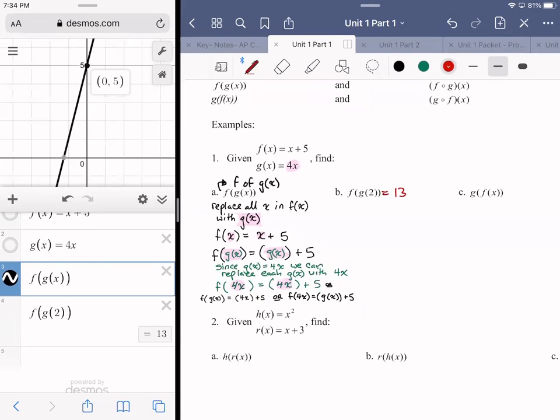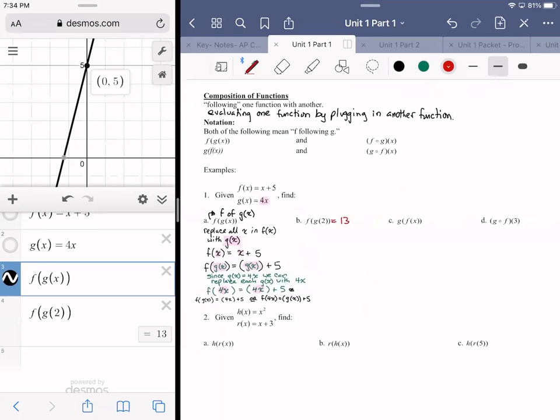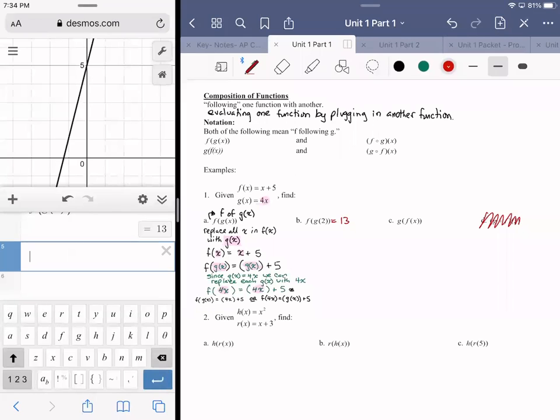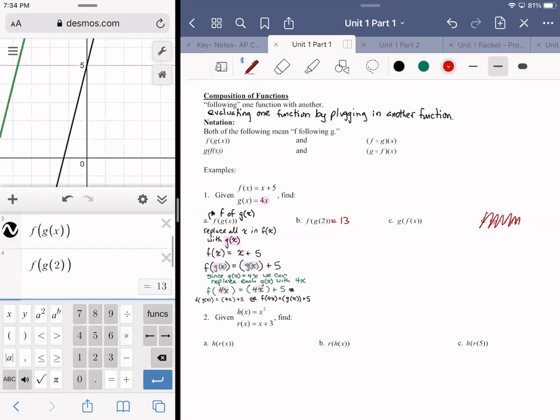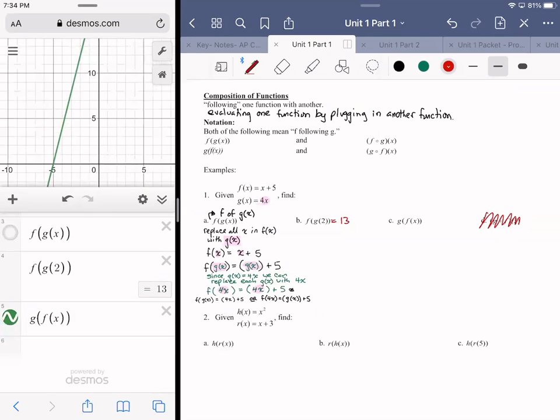So let me show you the C. We're not going to worry about the open circle notation. It kind of derails my whole strategy of doing this with Desmos. But what I can do is I can type in G of f of x. I'll turn off everything else so it doesn't get too confusing.